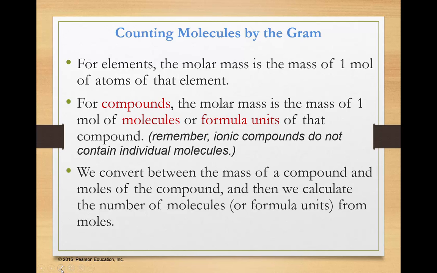Okay, so let me go ahead and just point this out to you right now. There we go. All right, so when we said elements, grams per 1 mole of element. For compounds, grams mass per 1 mole of either molecules or formula units. So remember, ionic compounds don't really contain individual molecules, so they're formula units.